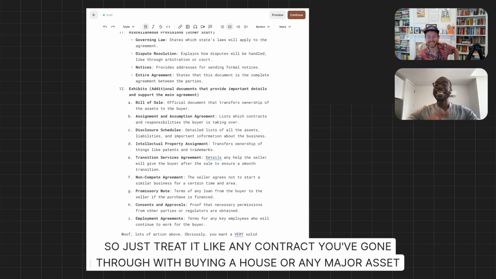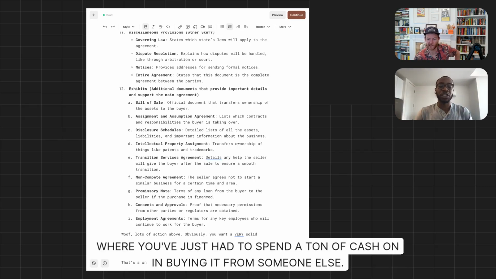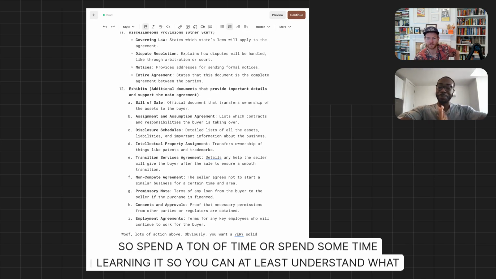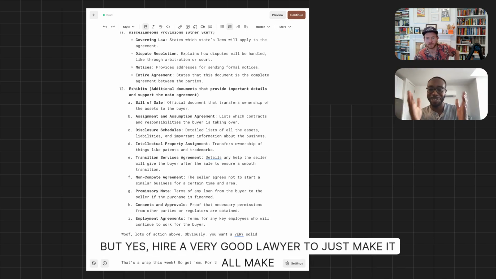So just treat it like any contract you've gone through with buying a house or any major asset where you had to spend a ton of cash buying it from someone else. This is an asset purchase agreement. So spend some time learning it so you can at least understand what you're getting into. But yes, hire a very good lawyer to make it all make sense.